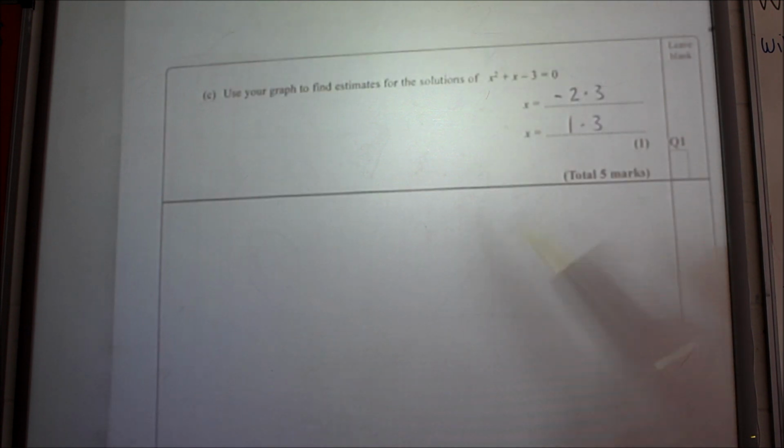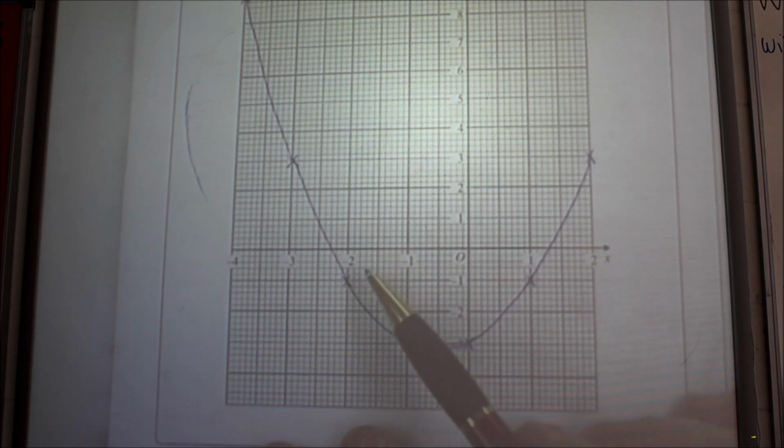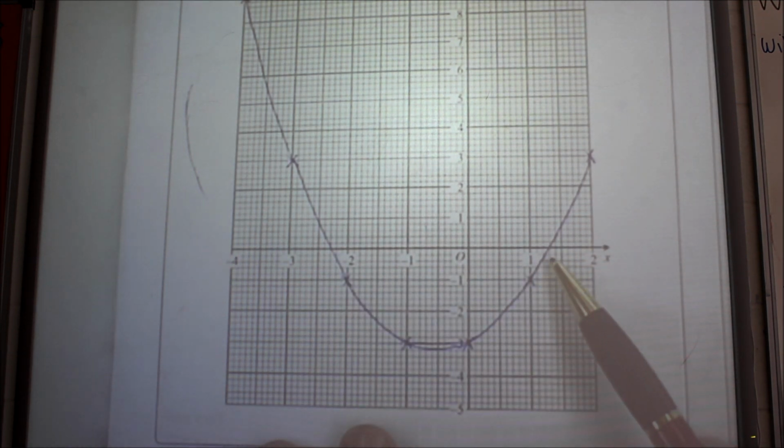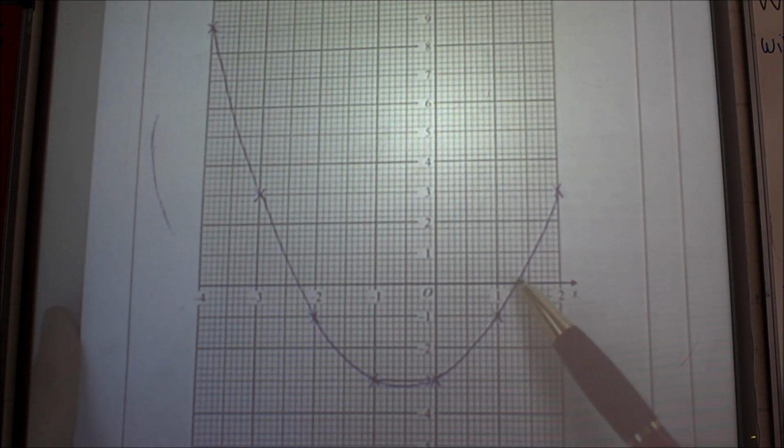Question 2. Use your graph to find estimates for the solution of x squared add x, take away 3 equals 0. What you do with this, you look at your graph and find where y is 0. So where does it cross here? Minus 2.3, and that is 1.3. So that's where you get those answers from, where it crosses the x-axis there. So it's that point and that point.